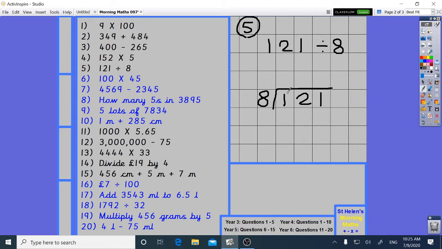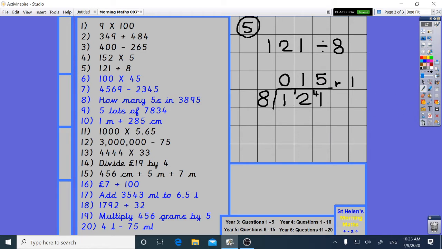So, how many 8s in 1 is 0, carried a 1. How many 8s in 12 is 1, carried a 4. And how many 8s in 41? 8 and 16, 24 and 32, 40. I counted 5 fingers. I counted up to 40, but that says 41, so we have remainder 1. So that might be a bit tricky in year 3, the bus stop. The answer is 15, remainder 1.